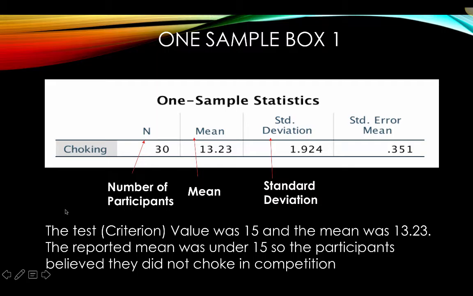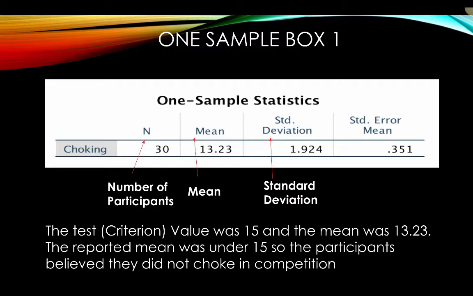So I'm using a test here, and it's on collegiate water polo players and whether they believe they choked in competition. Now I'm going to go over the boxes because they're all very important. Okay, you see on the left-hand side there it says choking. That was it. Did these players believe they choked in competition? You'll see the N. N is the number of participants, so there's 30 participants. The mean is 13.23, and the standard deviation is 1.92. We only go to the hundredths place. Okay?